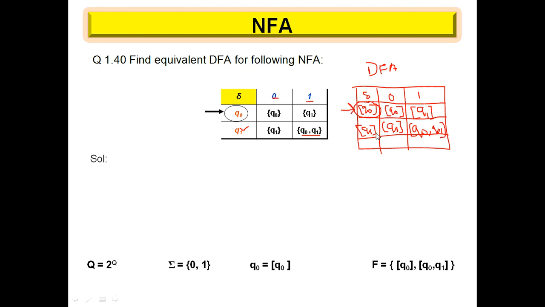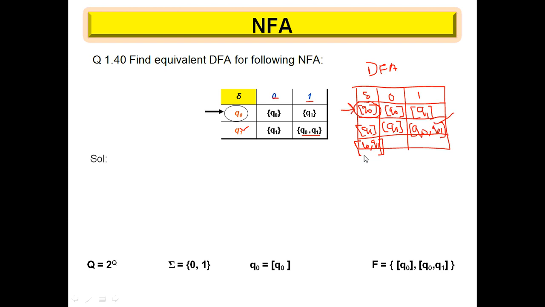Now see again which state is going to come here. We have the options Q0, Q1, and Q0 Q1. Q0 is already present, so we are not going to put it here. Q1 is also already there, so we are left with only one option, that is Q0 Q1. So we take Q0 Q1 here.